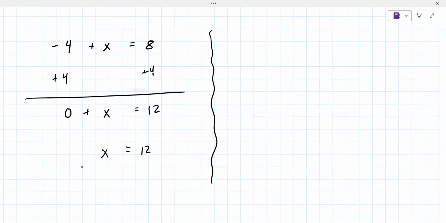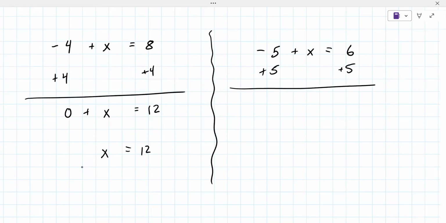So let me have you try one here. How about minus 5 plus x equals 6? Do you want to solve that for us, please? Would it be 11? X equals 11. What's important is that you're showing the steps, because we're building a foundation for more difficult problems where you've got to show the steps this way.